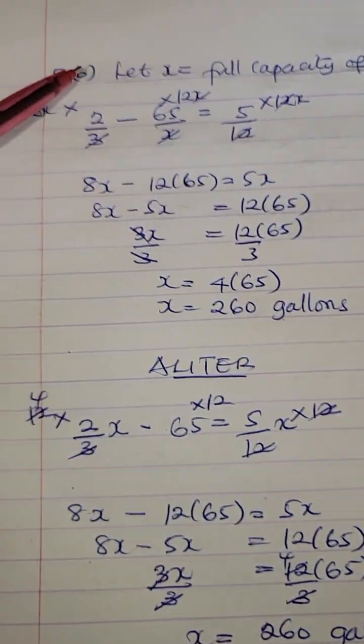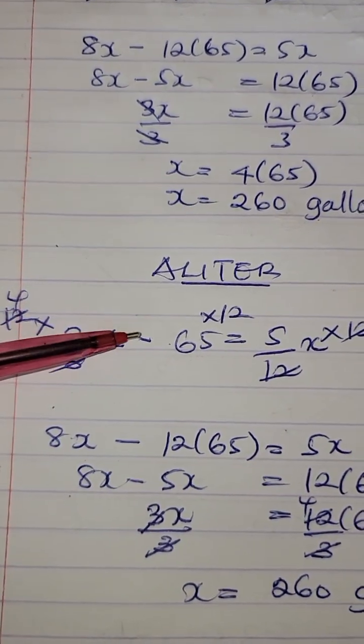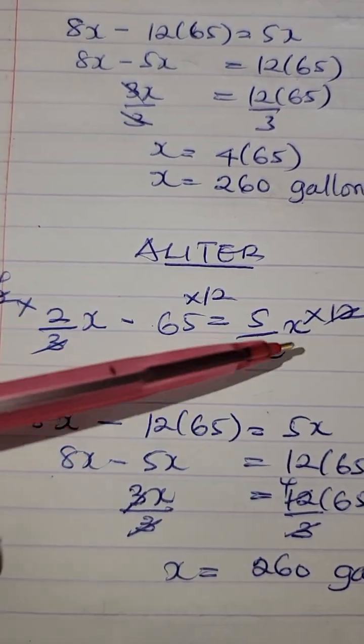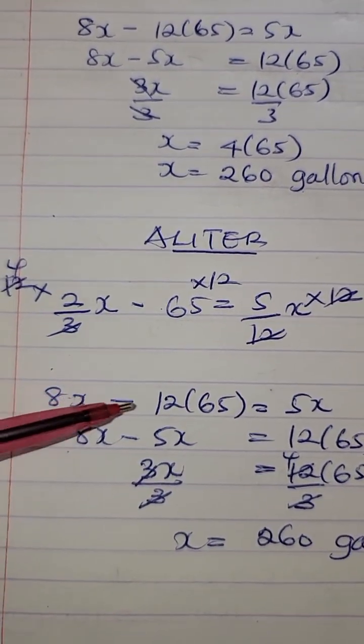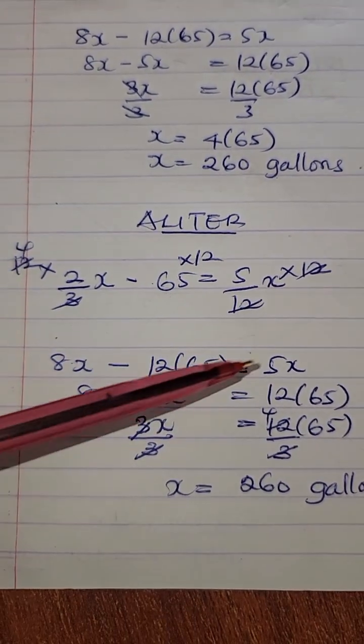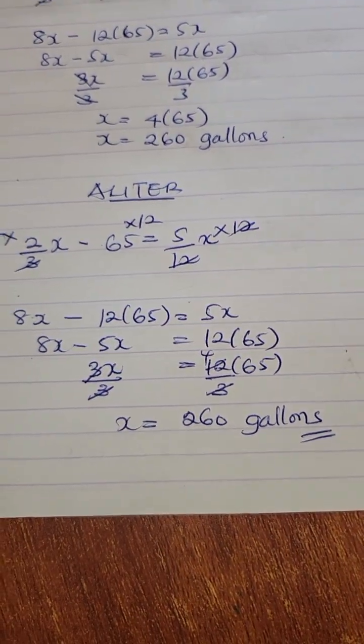Alternative method: if x is the full capacity, then it's 2/3 full, 2/3 times x. Then 65 gallons were taken out, leaving 5/12 full times x. So 8x minus 5x is 12 times 65. You get the same 260 gallons.